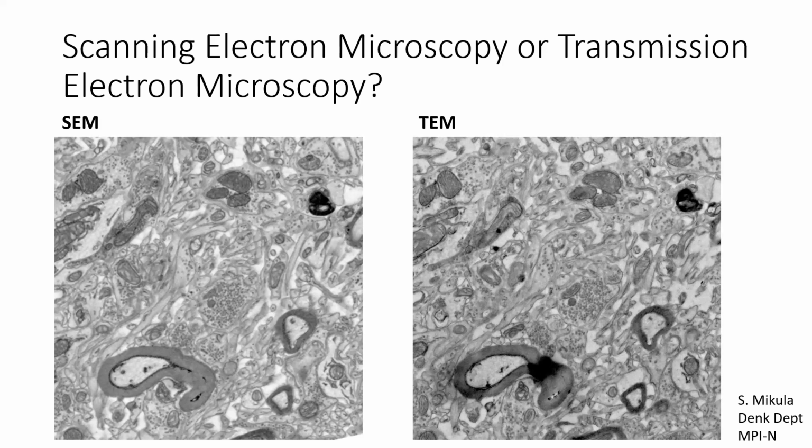So I took these images. I had a piece of tissue stained with heavy metals embedded in resin, and I sectioned the sample. On the right, you can see the section that I took imaged in TEM. And on the left, you can see the sample in the block face imaged in SEM. I would argue these are comparable.